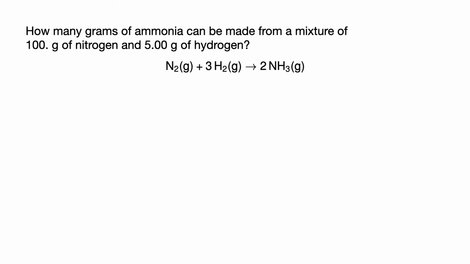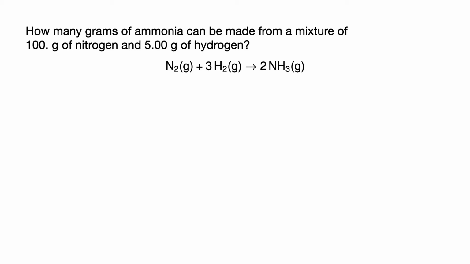Hey there. Today we're going to look at a more complicated stoichiometry problem involving a reaction between nitrogen gas and hydrogen gas to form ammonia. And the question we're going to consider is how many grams of ammonia can be made from a mixture of 100 grams of nitrogen and 5 grams of oxygen. The chemical equation is N2 gas plus 3H2 gas produces 2 NH3 gas.